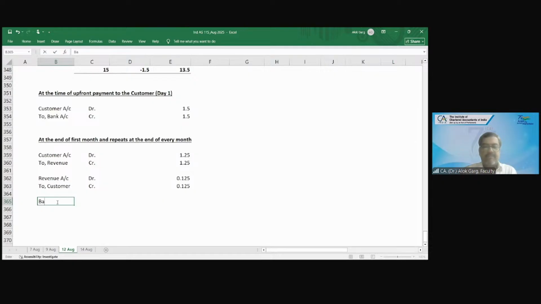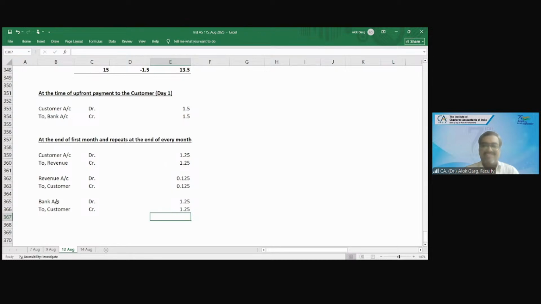Okay. So third entry, bank account debit. So what is my bank account debit? Tell me. मेरा बैंक कितने से डेबिट होगा to customer? 1.125. Or 1.25 minus 0.125. Again think about it. 13.5, sir, at the end of the year. Think about it again, my dear friends. My bank account will be debited by the complete 1.25.